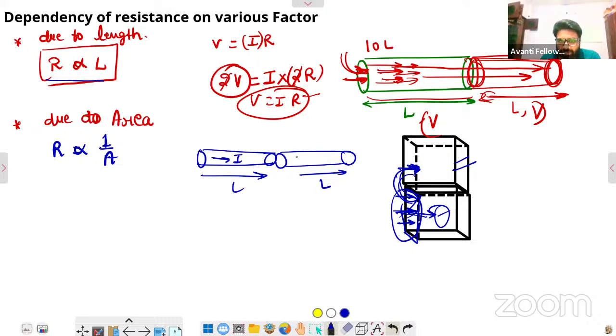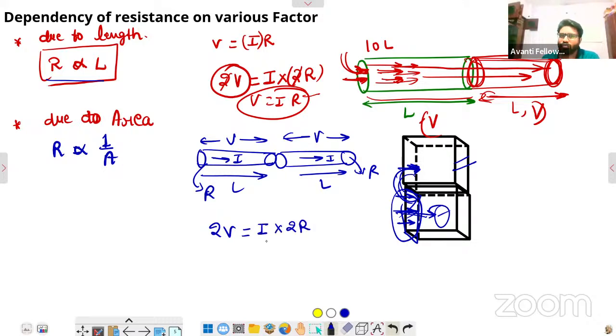Current I is flowing, so the same current will be flowing through this. There is no change in the current also. And potential, to flow this amount of current through this length, we have to apply V potential. So the same potential we have to apply at this point. Suppose this wire is having a resistance R, this wire is also having a resistance R. Apply Ohm's law. Ohm's law is saying the total potential is 2V, current is I, total resistance is 2R.